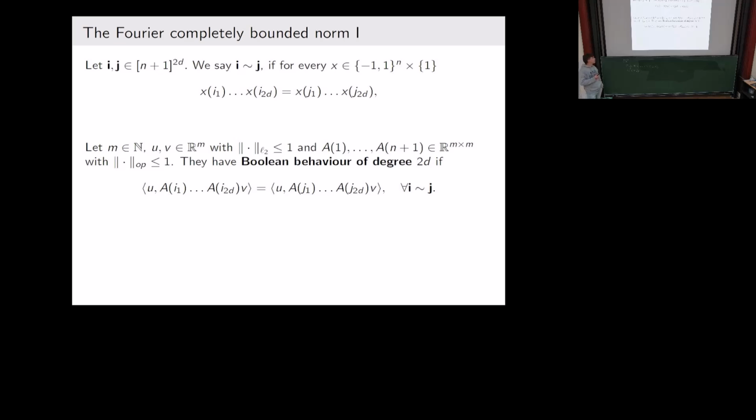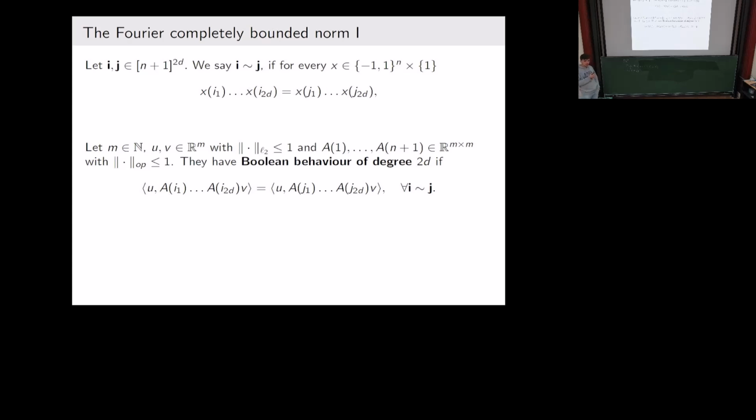And we're going to say that u, v, and these matrices have Boolean behavior of degree 2D if they satisfy that when you evaluate the product of the matrices with respect to these vectors, for i and j that are equivalent according to this relation, then these products are going to be the same. So this is saying that the products of these matrices with respect to these vectors behave as if they were products of Boolean strings. So this gives us a notion of Boolean behavior for matrices.